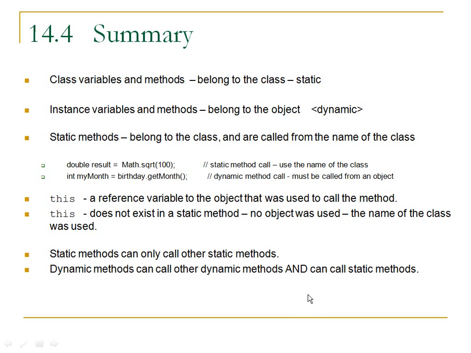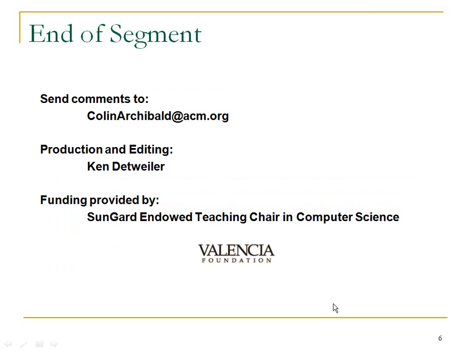And the thing that I didn't put on this summary is that I don't want you to confuse the static designator or modifier with the access modifiers, public and private. So you can have a public static, a public dynamic, a private static, a private dynamic, you know what I mean, all combinations.